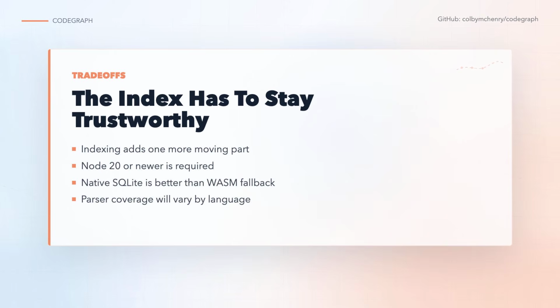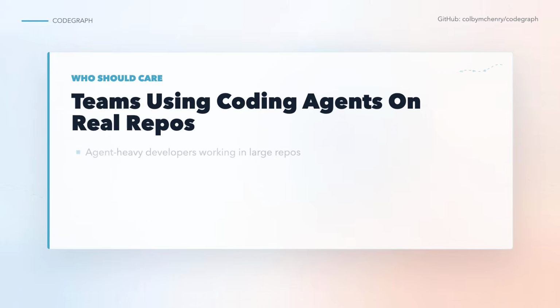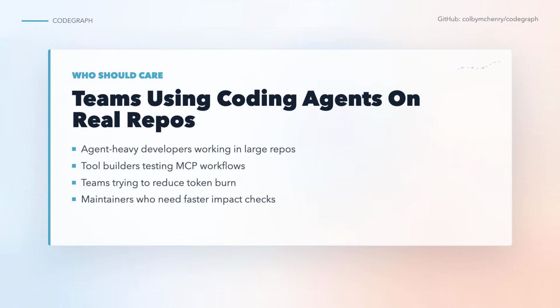There are trade-offs. You now have an index that needs to stay fresh, a runtime requirement of Node 20 or newer, and a native SQLite path that the README clearly prefers over the WASM fallback. Parser coverage also matters. If a language or framework is weakly supported, the graph can still help, but you should expect less precise relationships.